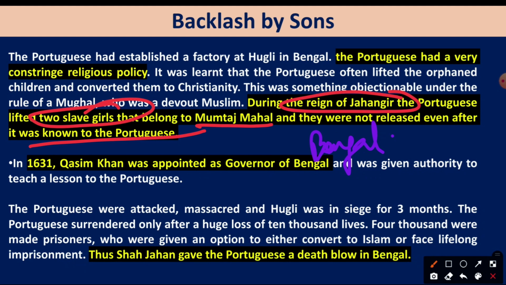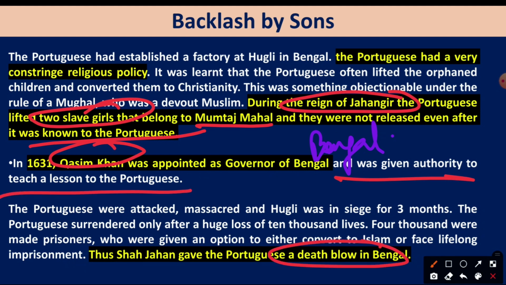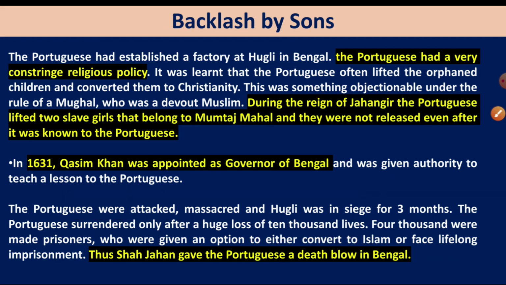So Jahangir, and after this Shah Jahan, sent the governor of Bengal, Qasim Khan. He said, go ahead and teach the Portuguese a lesson, and that gave a death blow to the Portuguese in Bengal. Okay? So the Portuguese were attacked, massacred, and Hooghly was seized for 3 months. The Portuguese surrendered only after a huge loss of 10,000 lives. 4,000 were made prisoners and were given an option to either convert to Islam or face lifelong imprisonment.